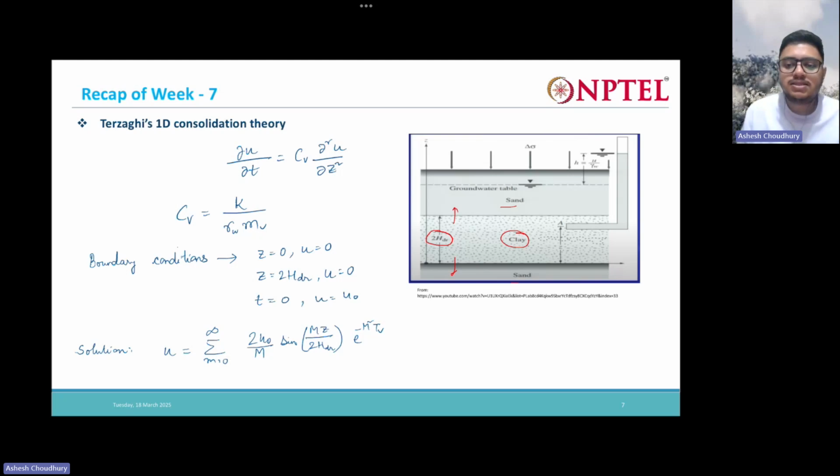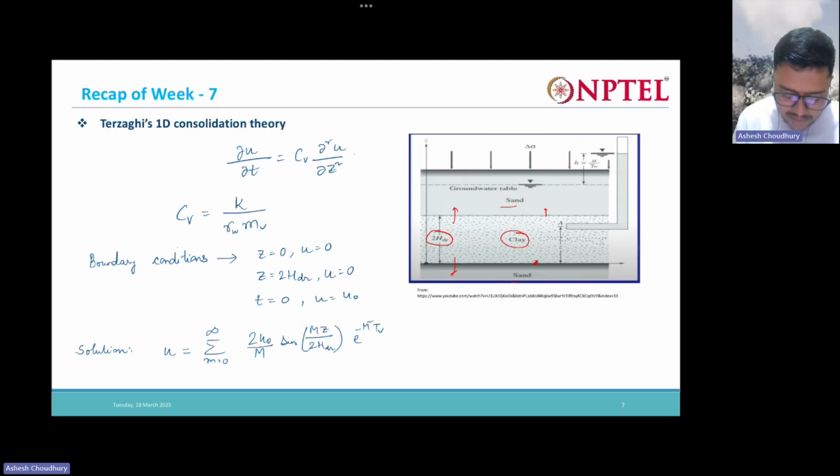What are the boundary conditions? At z equal to 0, the pore water pressure is going to be 0, because immediately the water is going to drain out. Now at z equal to 2Hdr, that is here at this level, again the excess pore water pressure is going to be 0 because the water is going to drain out from there. Also, at time t equal to 0, the initial pore water pressure across the soil layer is assumed as u equal to u naught.